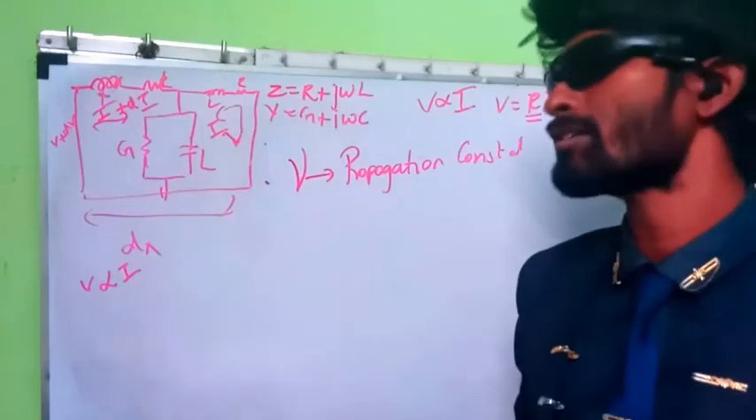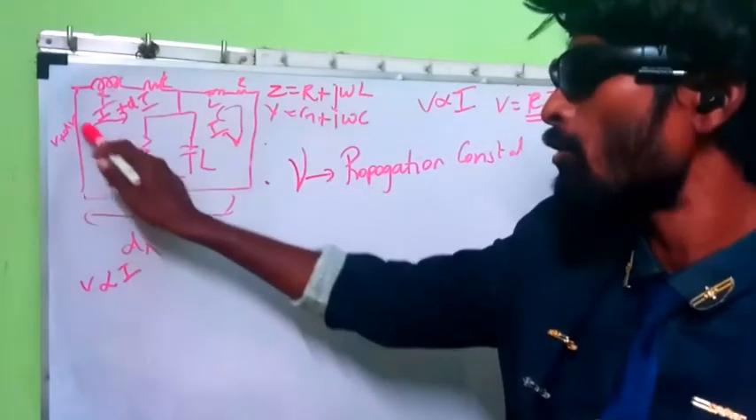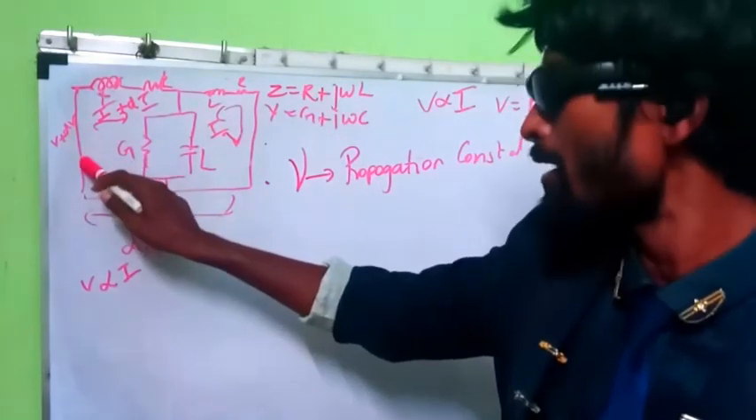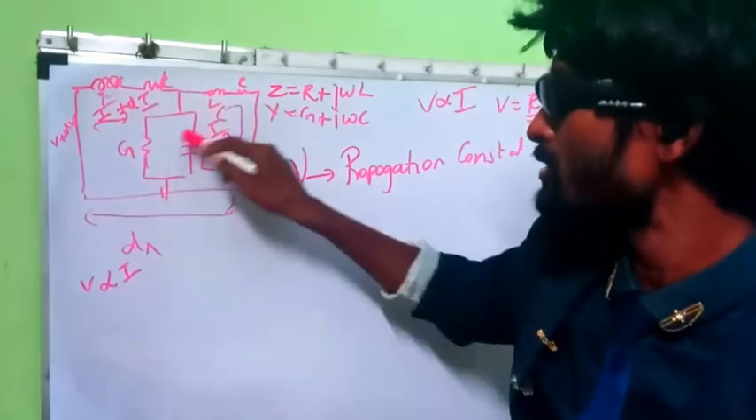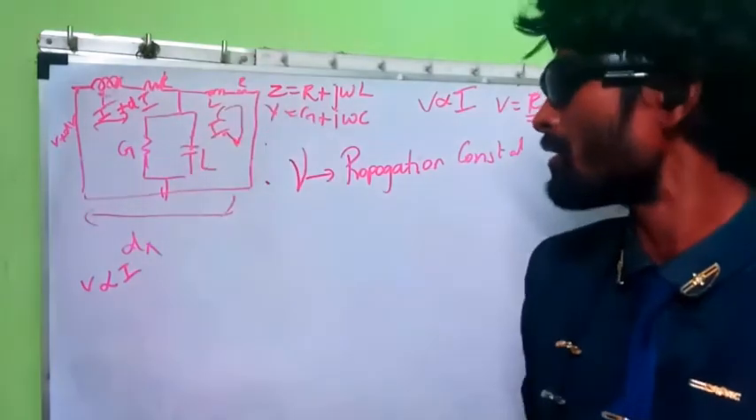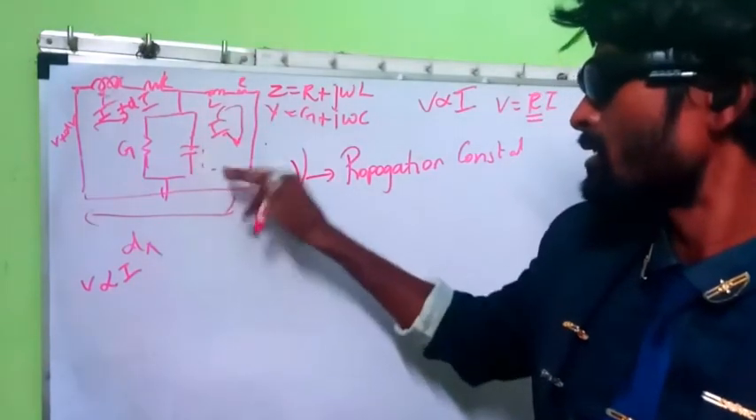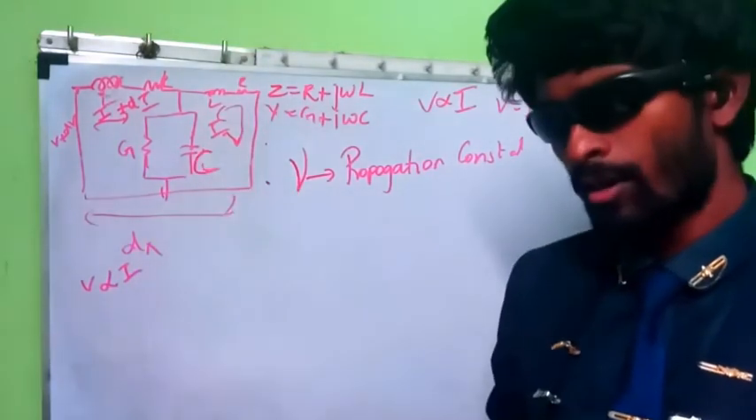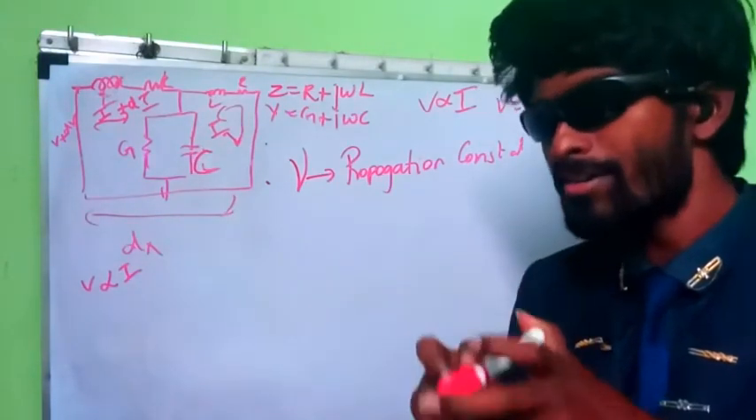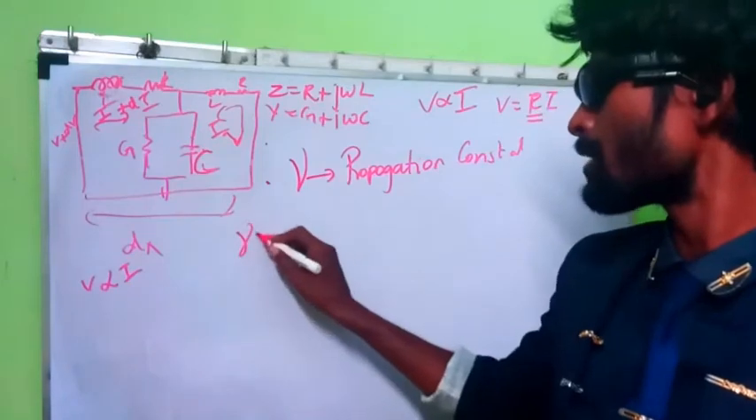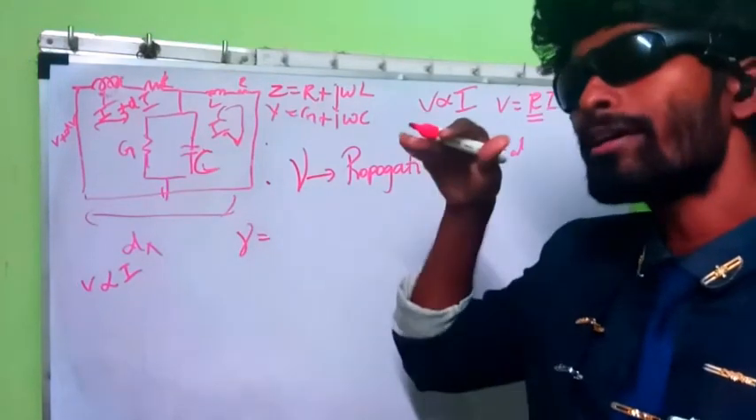So propagation constant. Look over here. Now I'm passing the electrons from here. It's going through inductance, it's going through resistance, it's going through conductance, it's going through capacitance. Once it goes through some of the components, that's called what? A propagation. So this psi represents it going inside.